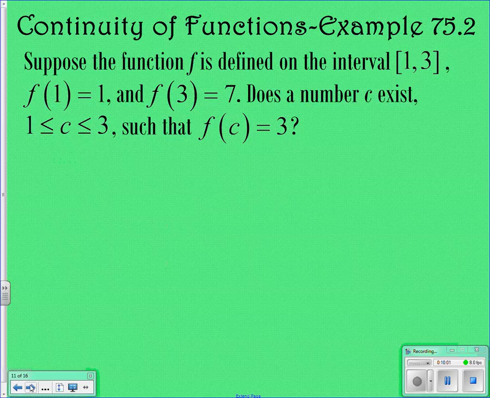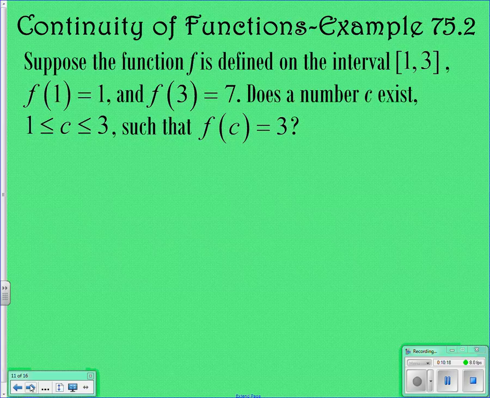All right, so let's look at this example. Suppose the function f is defined on the interval from 1 to 3. And then it tells us that f of 1 equals 1 and f of 3 equals 7. And does a number c exist in between 1 and 3 such that f of c equals 3?